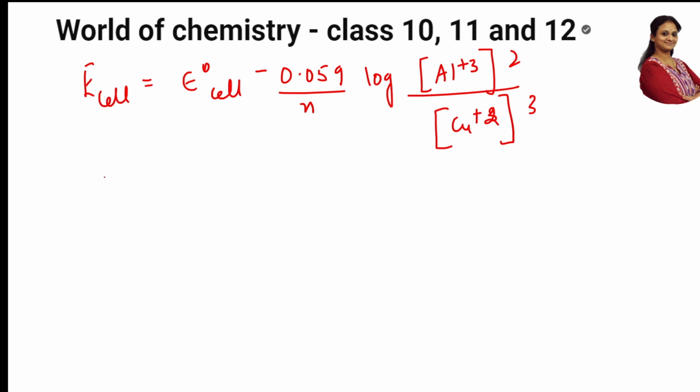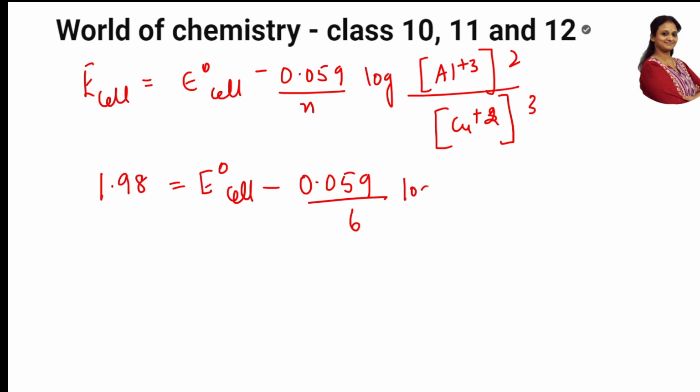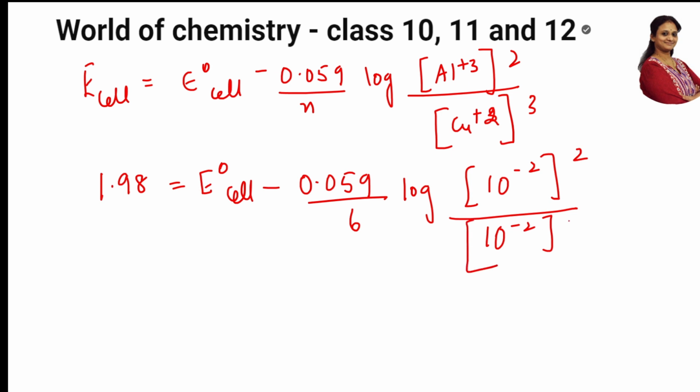E cell is how much, students? 1.9. How much is E naught cell? I need to find out. Next, how many electrons are transferred? 6 electrons. What is the concentration of Al? It is 10 raised to the power of minus 2, and the coefficient is 2. Which is copper? This is also 10 raised to the power of minus 2 and the coefficient here is 3.